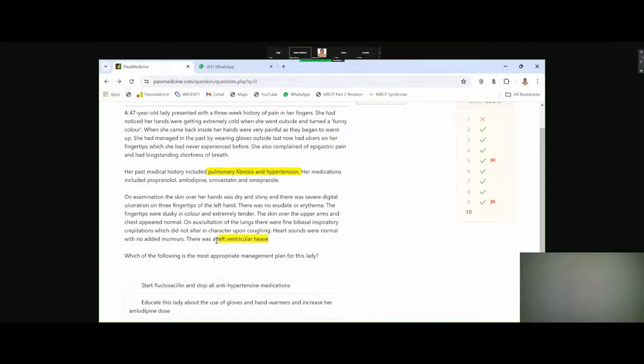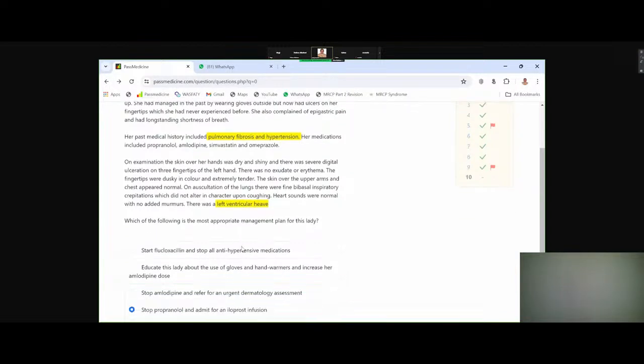This heaving, left ventricular hypertrophy. Maybe. No, left ventricular is not related to the pulmonary problem. It is due to the systemic hypertension. Left ventricular hypertrophy will give you a heave.